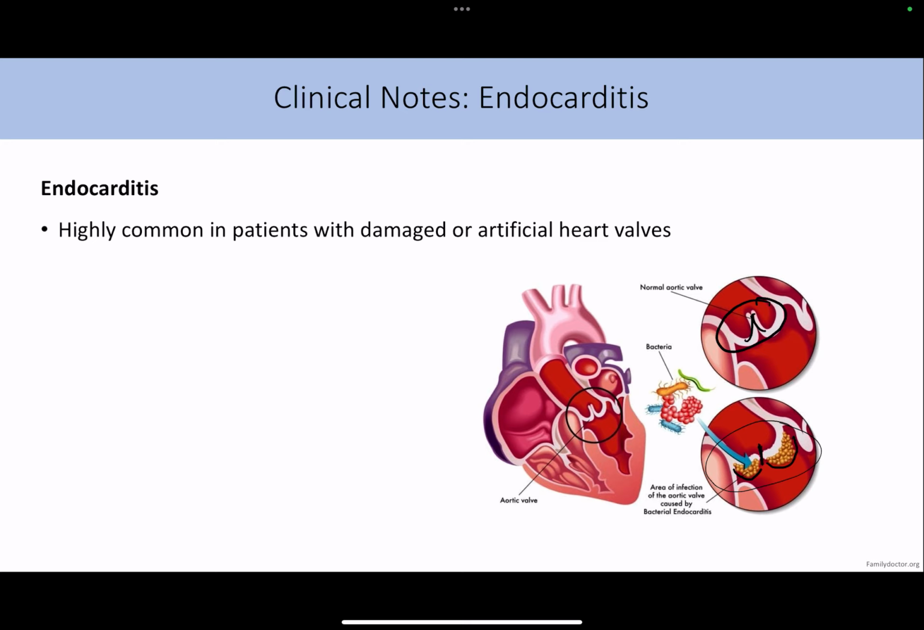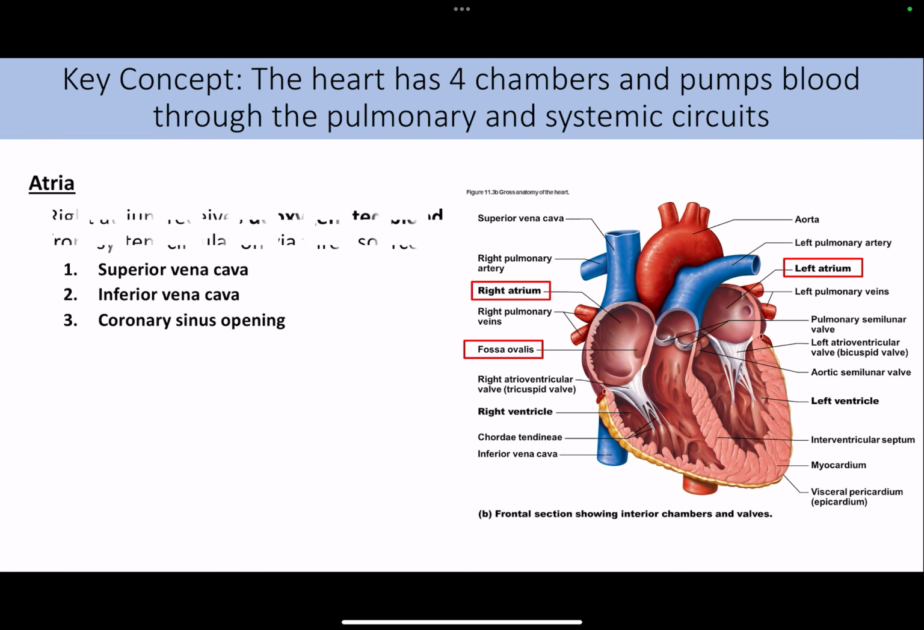We're going to listen to murmurs here in the lecture. So your right atrium receives deoxygenated blood from systemic circulation by 3 sources. It's going to receive blood from the superior vena cava, which is returning blood from the top half of the body, and from the inferior vena cava, which is receiving blood from the bottom half of the body. And then also the coronary sinus opening, which is returning blood that was delivered to the heart itself, and then it returns back inside the heart through the coronary sinus opening.